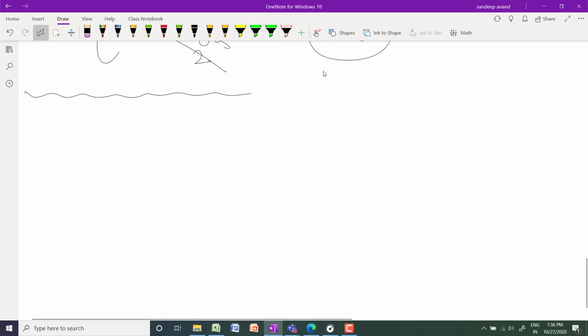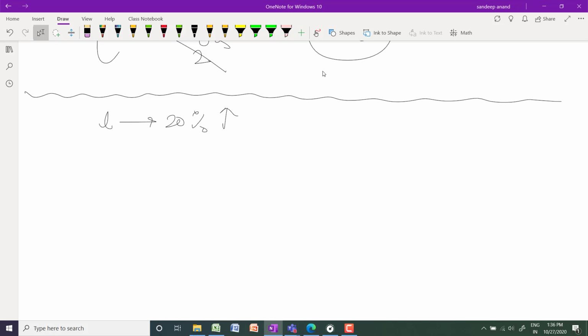Now I am giving you another question. Suppose my length increases by 20%. Look at the screen. And your width decreases by 10%. Length is increased. One parameter increases and another parameter decreases. I need to find out what is my percentage change in area.